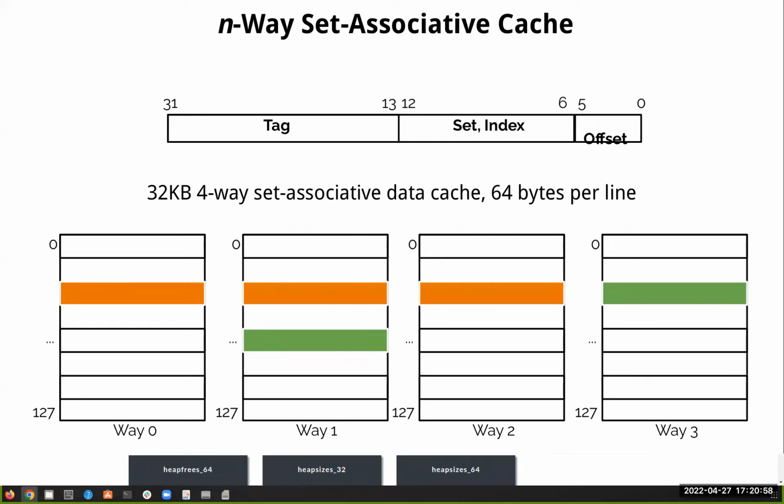It can go to all of those. However, it will never be able to go to here because which set it goes to is determined by its own address. Okay.